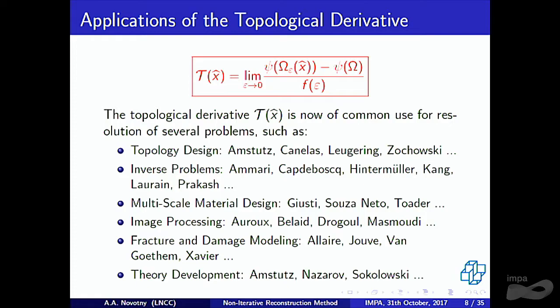So for obvious reasons, it has many applications in topology optimization, inverse problems, multi-scale material design, image processing, fracture modeling, and so on. So here the list is not complete at all, but it's representative of the pioneers on the subject. Let me just highlight Jan Sokolowski and Antoni Żochowski, for example. They are pioneers on this.